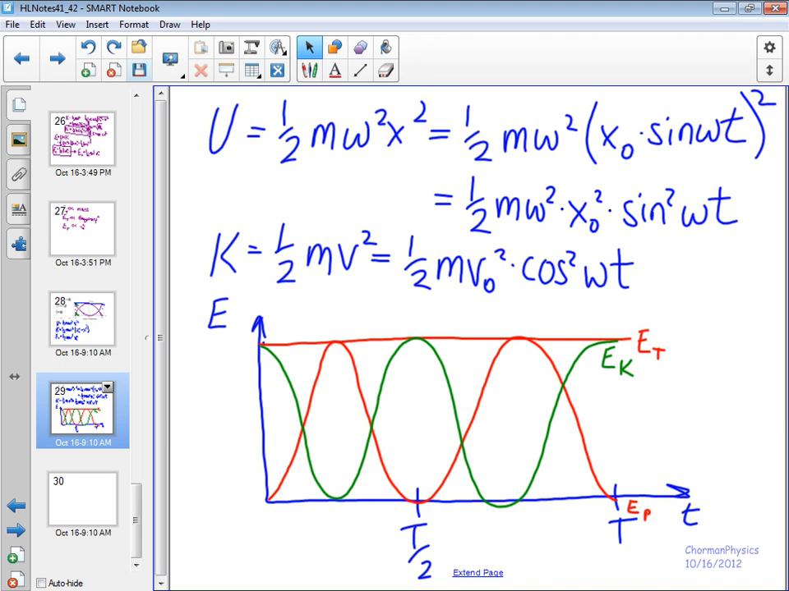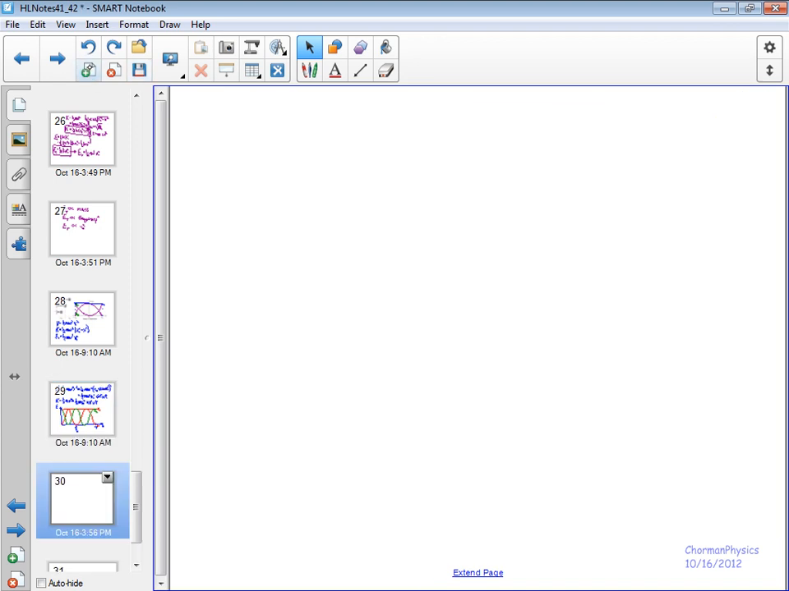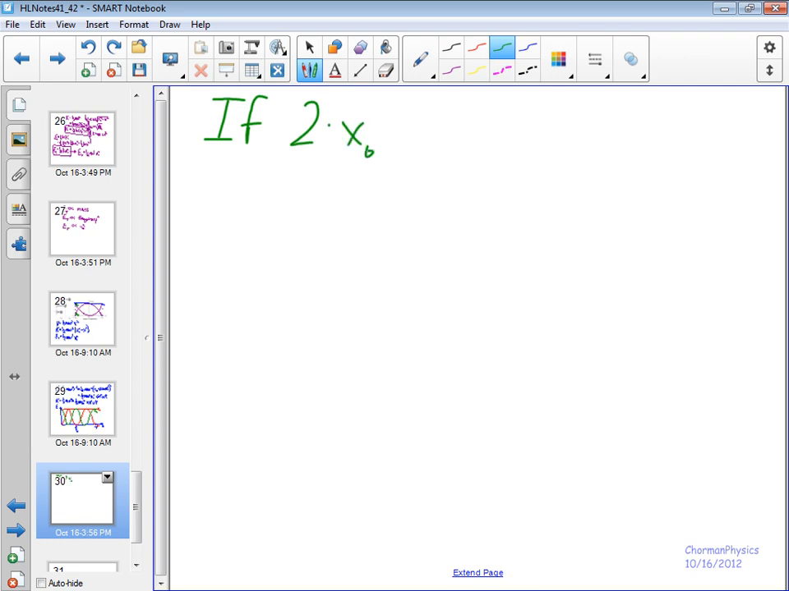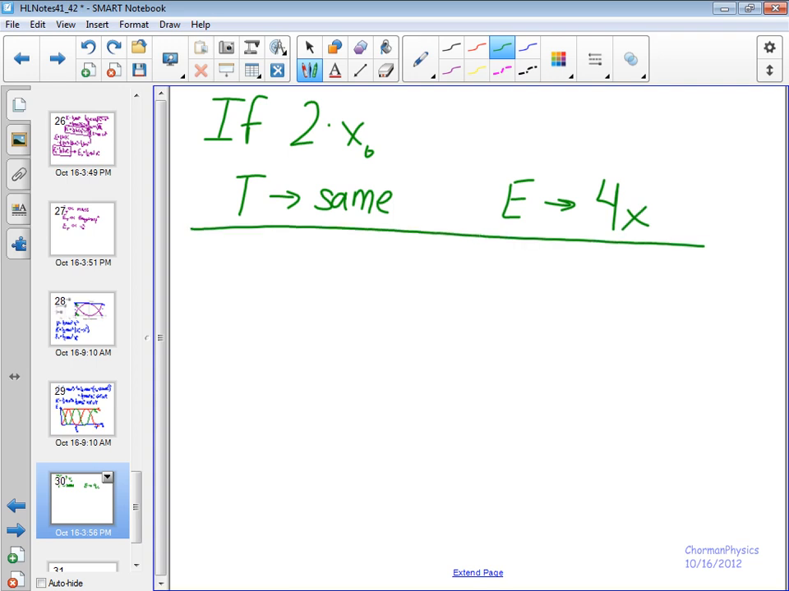So let's take a couple of examples. These are the same examples I asked about before. What happens when we double the amplitude? What is the effect on the mass's period? Well, we already answered this question. If we double the amplitude, the period is the same, but what happens to the total energy?